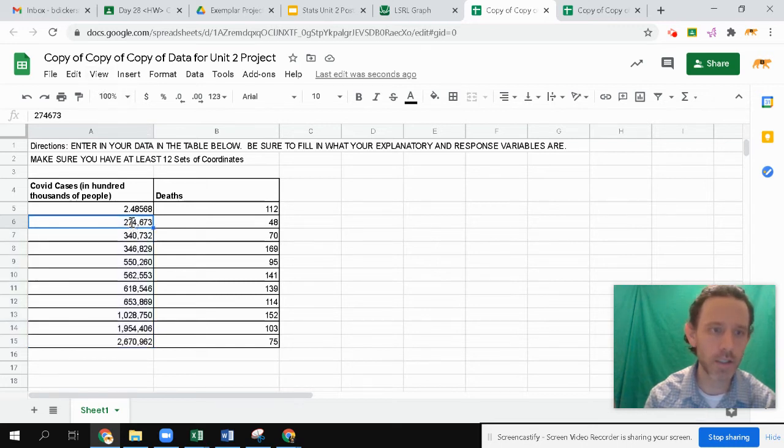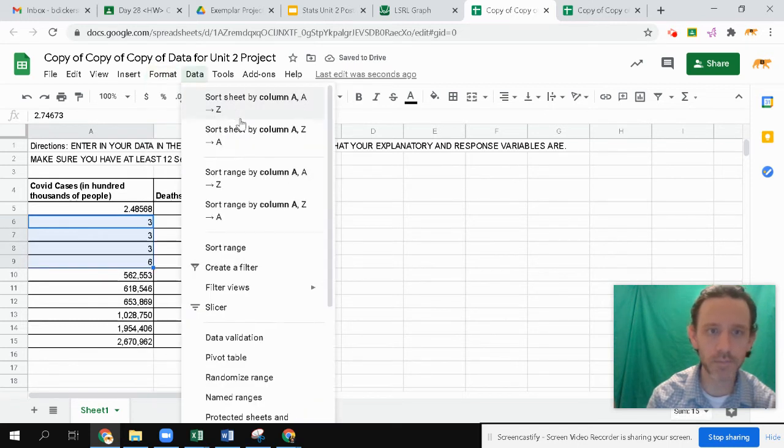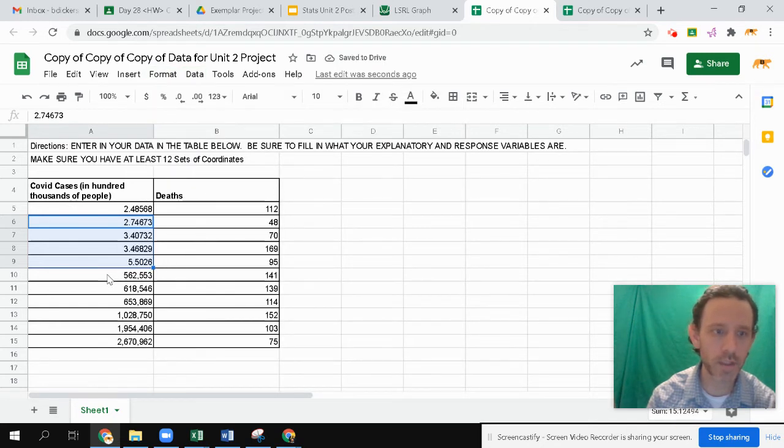Well, let's change our decimals. So this one would be 2.7. This one would be 3.4. Same here. Because the unit's in hundred thousands, I put the decimal there at 100,000. I don't like that this is rounding me up, so I'm going to change the format again. Automatic. So we see the decimal now. We'll do that for all of these.